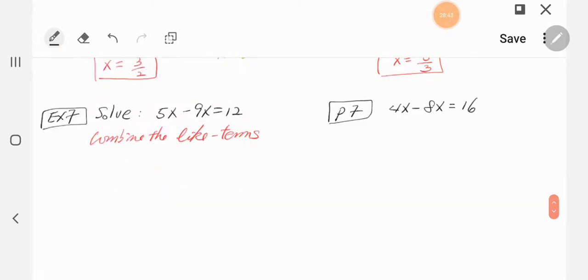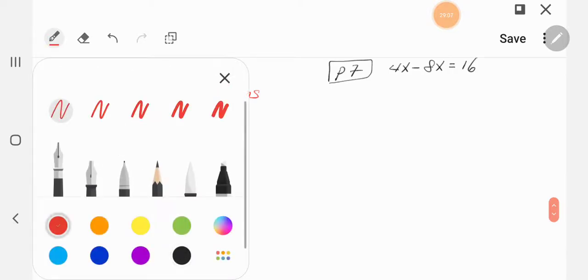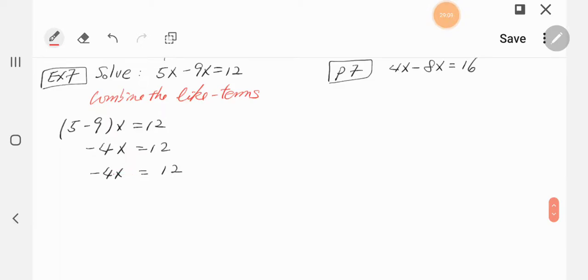So 5x and minus 9x are on the same side, so we can combine these two. Right? So that is 5 minus 9x is equal to 12. So negative 4x is equal to 12. Then what do we do next? Okay, divide, right? Divide. So the x is multiplied by negative 4. So why don't we divide each side by what? 4 or negative 4? Negative 4.